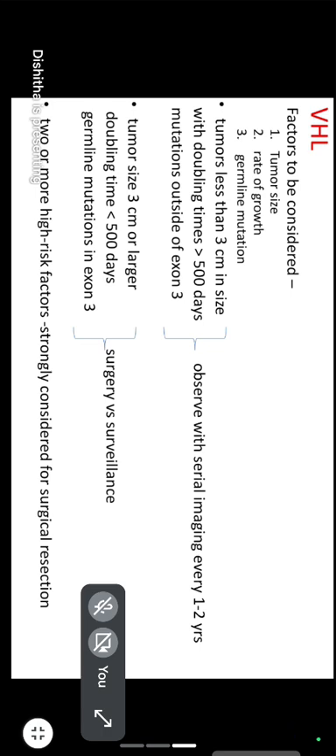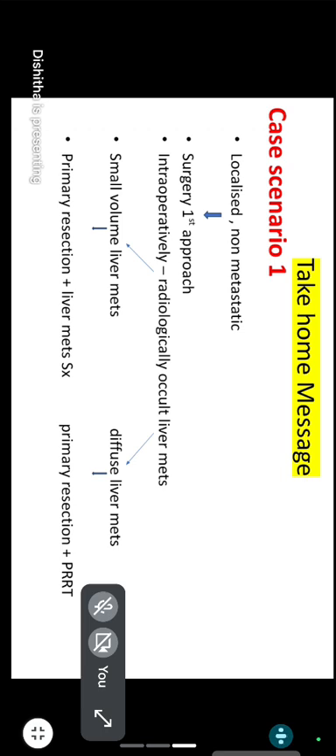To compile everything we've discussed now, in case scenarios: if it's localized and non-metastatic, then surgery first is the approach. When we are doing surgery, if intraoperatively we see a liver met that was radiologically occult, which is very rare in the present scenario considering the amount of imaging we have, then for a small-volume liver met we can do a primary resection and liver met resection at the same time. But if it is a diffuse liver met, you can just do the primary resection and then plan for PRRT.